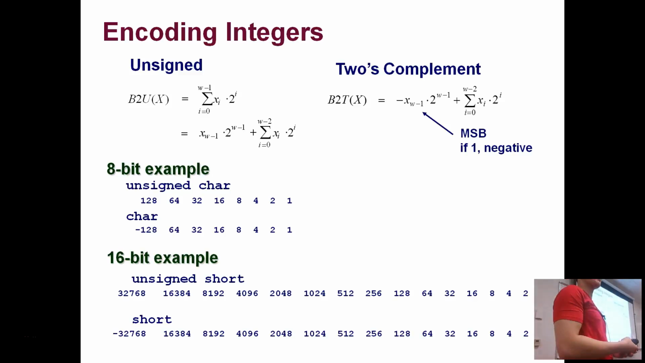And here is a 16-bit example. You go from 1 all the way up to 32,768 for the unsigned short. The unsigned short is 2 bytes, so this is 16 bits. Then you flip the sign on that most significant bit to get the signed representation. These positions are in decimal. So this goes from 0 to 65,535, and if it's a short, it goes from negative 32,768 to positive 32,767.